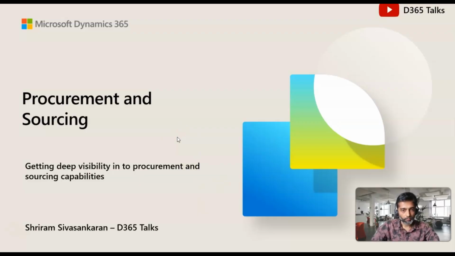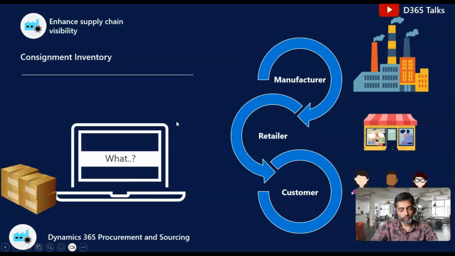Lot to cover, and we will take this one by one. So the first important point is, we need to understand what the consignment inventory process is all about, and why we need to follow it. Basically, this is an arrangement between the manufacturer and the retailer, or between two manufacturers, who want to consume the inventory based on a specific demand from the customer or the end consumers.